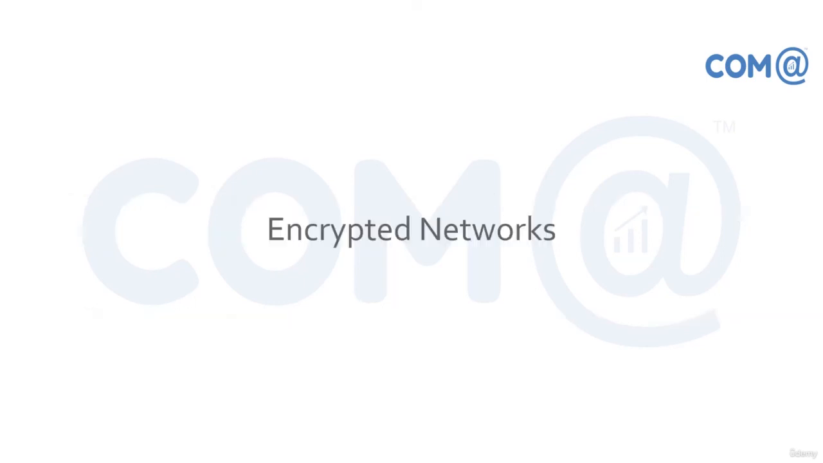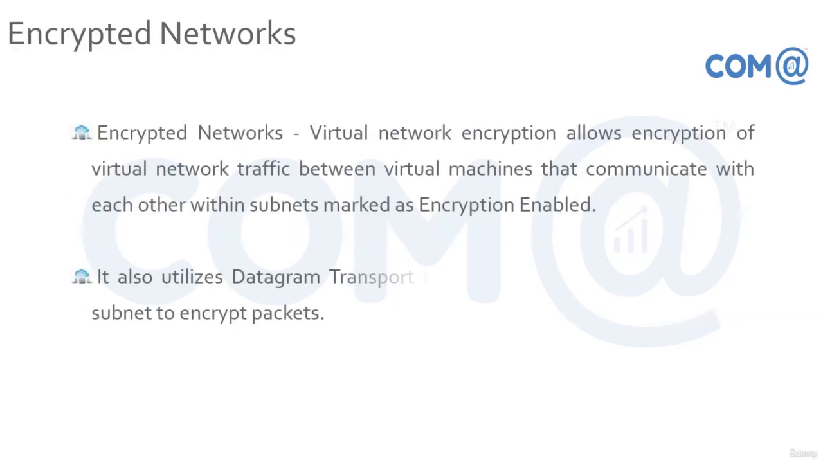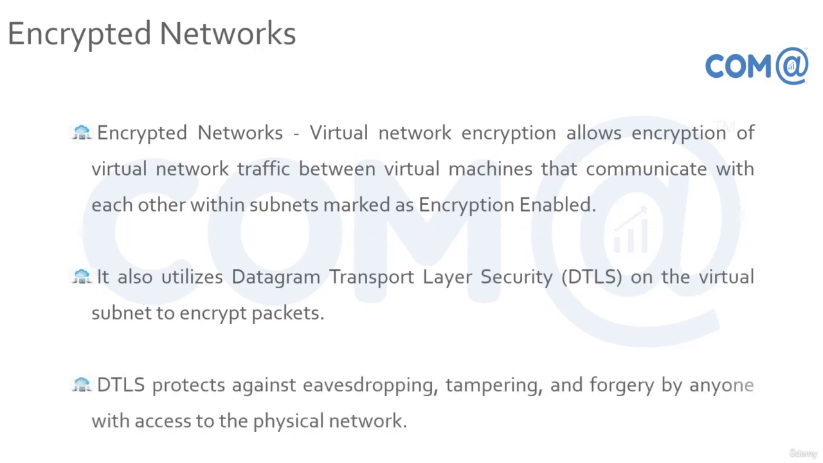And also we have encrypted networks. In the earlier version also we had the hypervisor feature where we can create the virtual network, but in the earlier version the virtual network cannot be encrypted. That is the data which travels through the virtual network cannot be encrypted, but here now we have the virtual network encryption which allows the encryption of virtual network traffic between the virtual machines that communicate with each other within the subnets marked as encryption enabled.